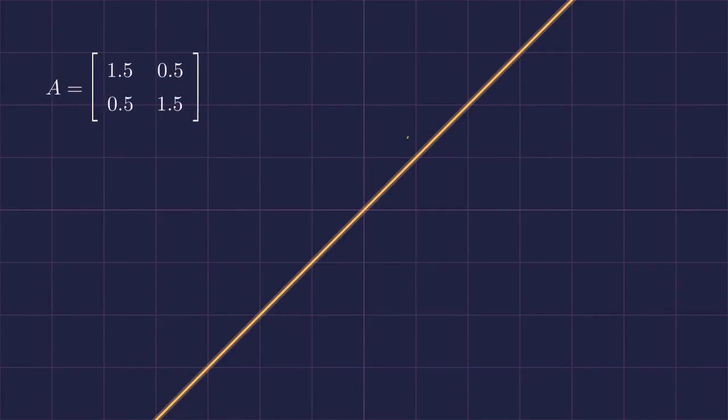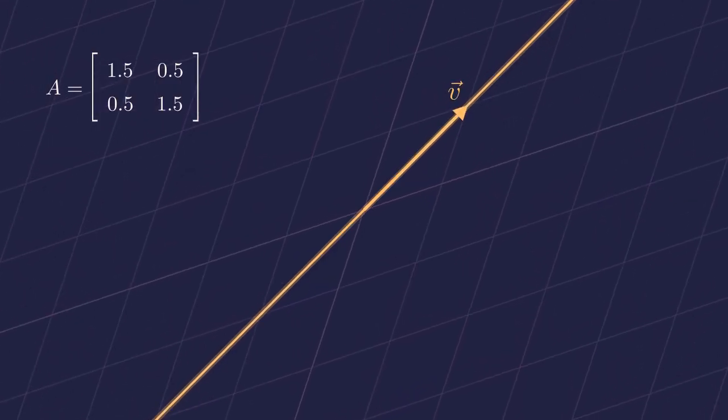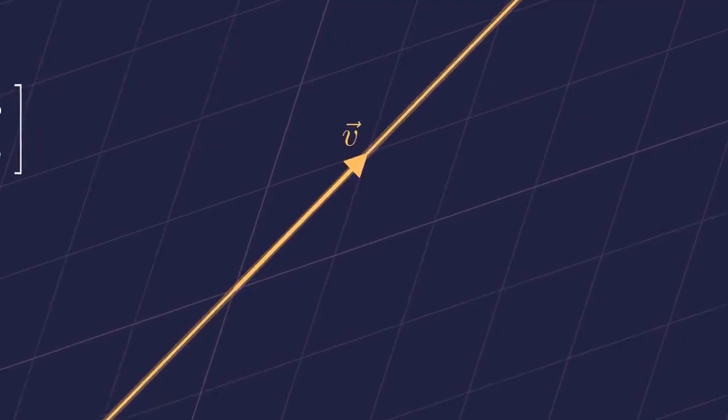Watch closely, I'm going to apply the exact same distortion again. See that? The grid warps, the red arrows spin, but the orange arrow, it stays on its line. It's stretched, yes, but it didn't turn.